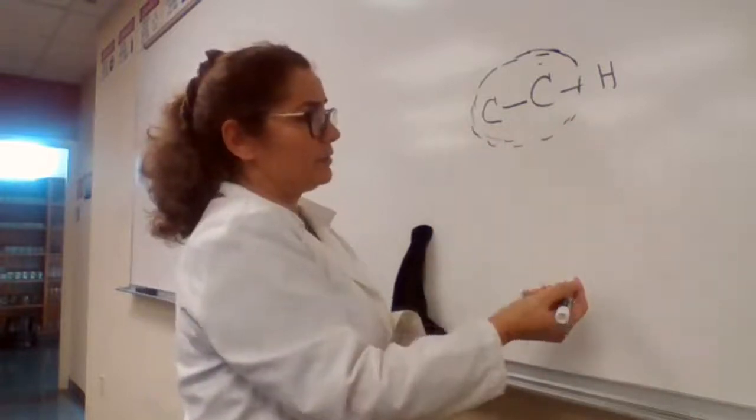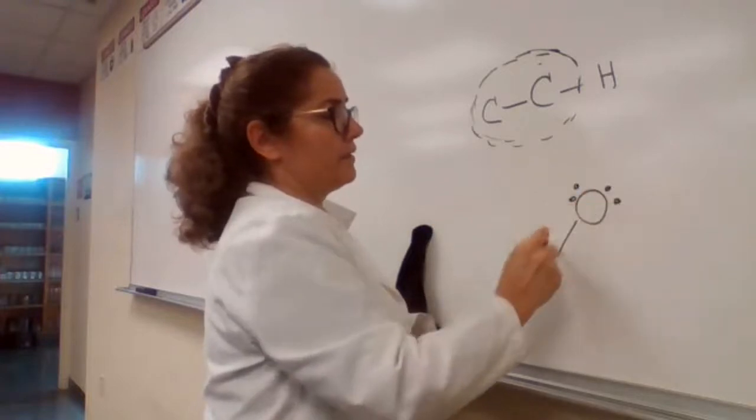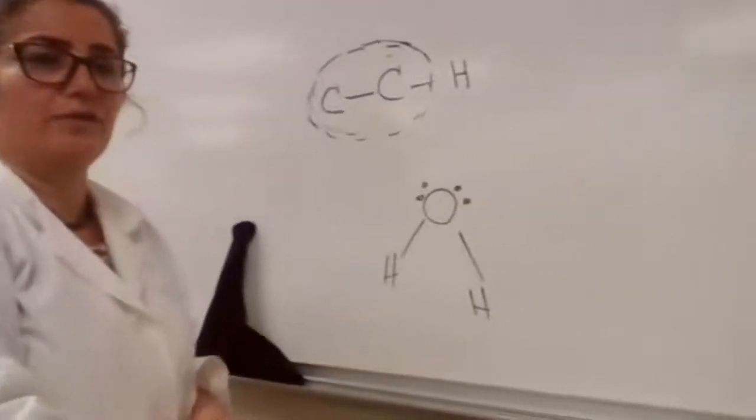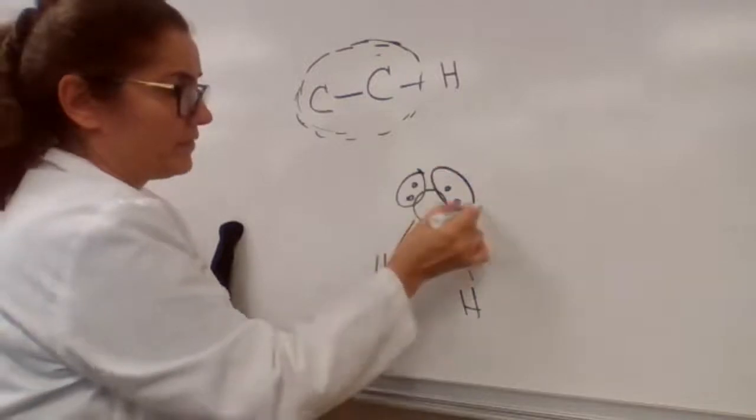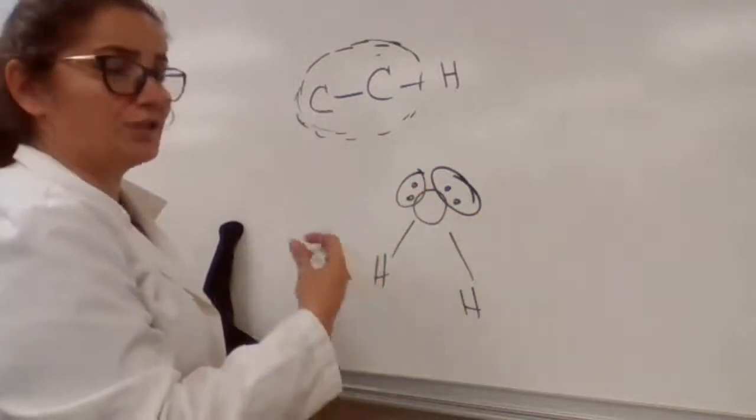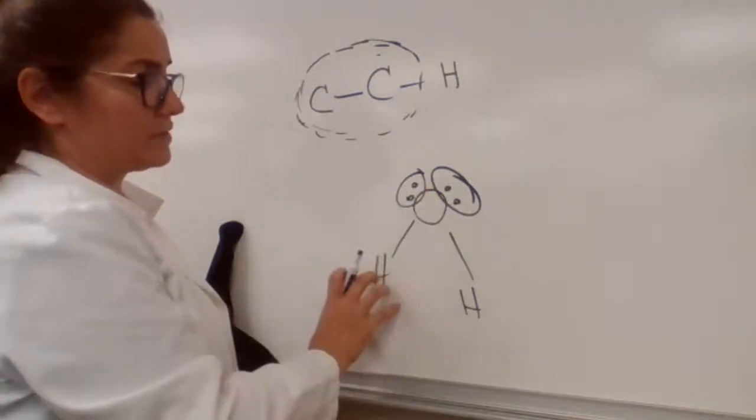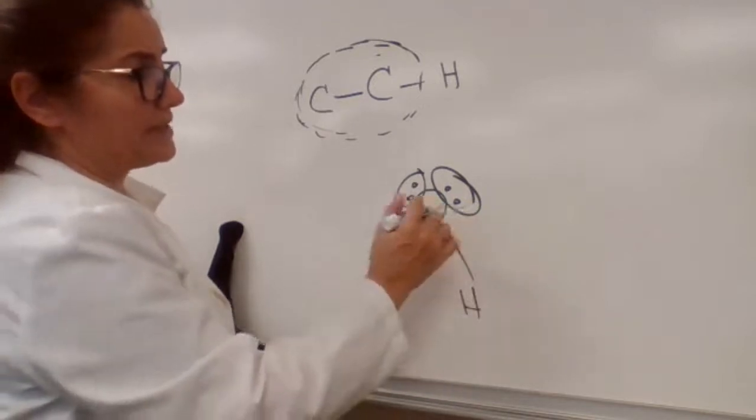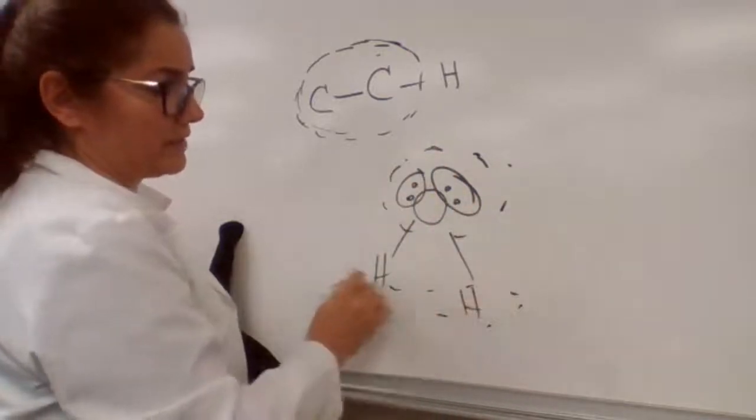If you have a molecule that is polar, like the water molecule, you have two hydrogens down here, and then you have your oxygen. You have a pair of unshared electrons here, a pair of unshared electrons here. Oxygen has a higher electronegativity, so it's going to pull the electrons from hydrogen. This oxygen is going to pull electrons from the other hydrogen. So basically, you get more electrons on this side and fewer electrons on this side of the molecule.